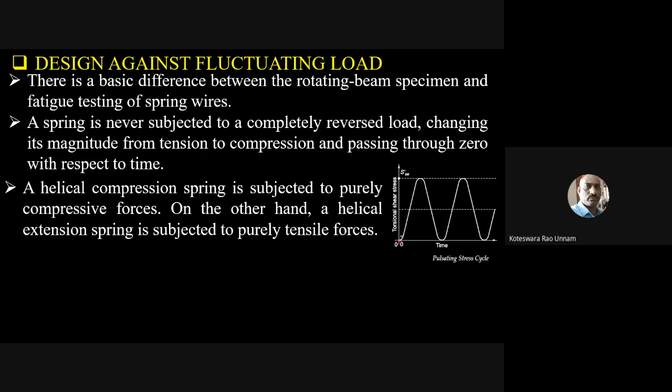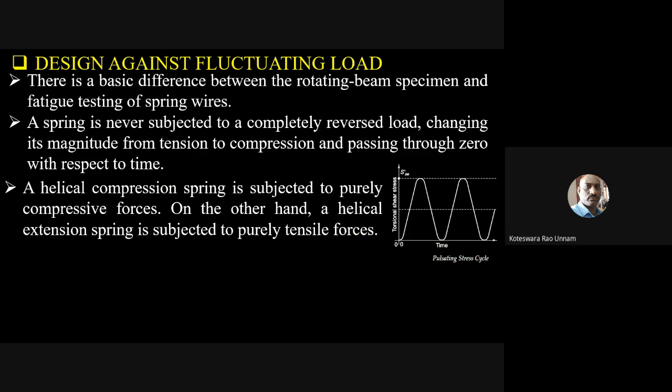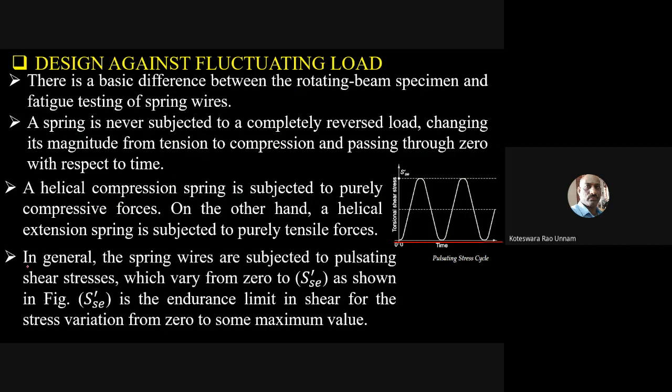At minimum the load is going to be zero, then it will go to the maximum value. So it won't go to the other side. If I take the load as a positive value, then always the load is on one side of your zero line. It won't go beyond this point. You're going to have a stress cycle something like this. So either if it is a compression spring, it is on one side; if it is a tension spring, the load is on the other side. So always the load is on one side of the zero value. It may be a positive force or it may be a negative force, but not both positive as well as negative. So in general, the spring wires are subjected to pulsating shear stresses.